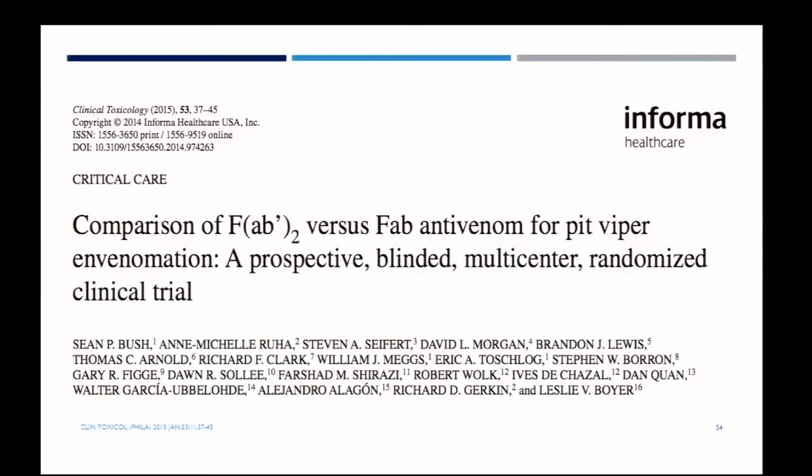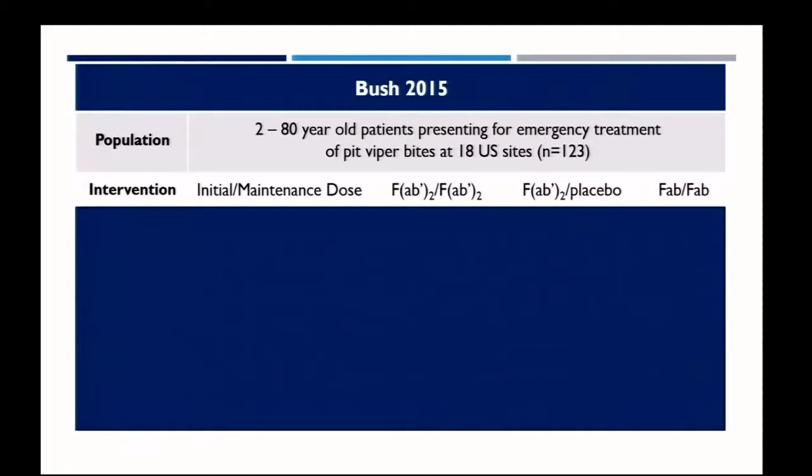Next, we'll talk about the comparison of Fab2 versus Fab anti-venom for pit viper envenomation, a prospective blinded multi-center randomized clinical trial published by Bush and colleagues in 2015. This trial looked at 123 patients aged 2 to 80 who presented for emergency treatment of pit viper bites at various US institutions. Interesting to note, in this intervention, they looked at initial and maintenance dosing.